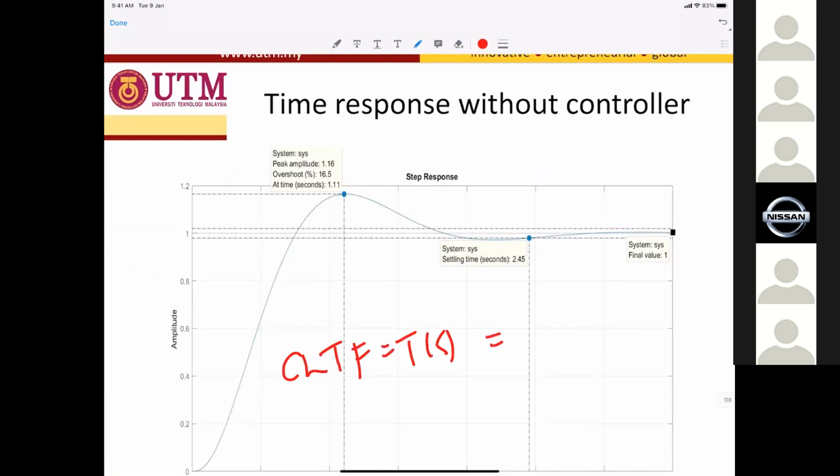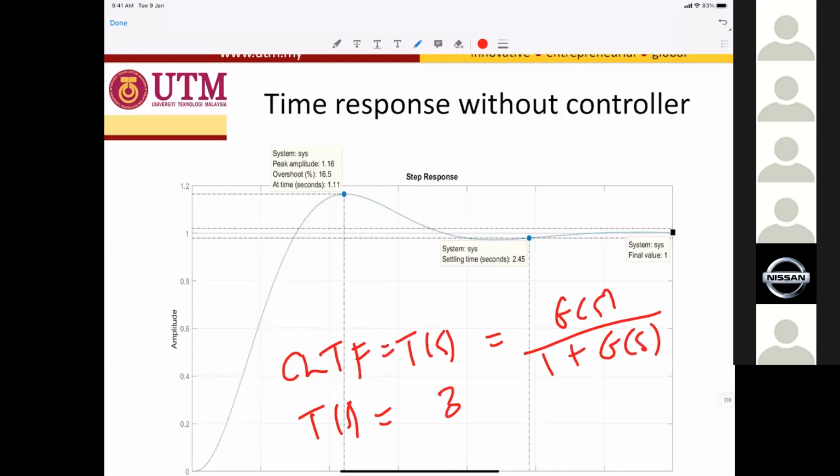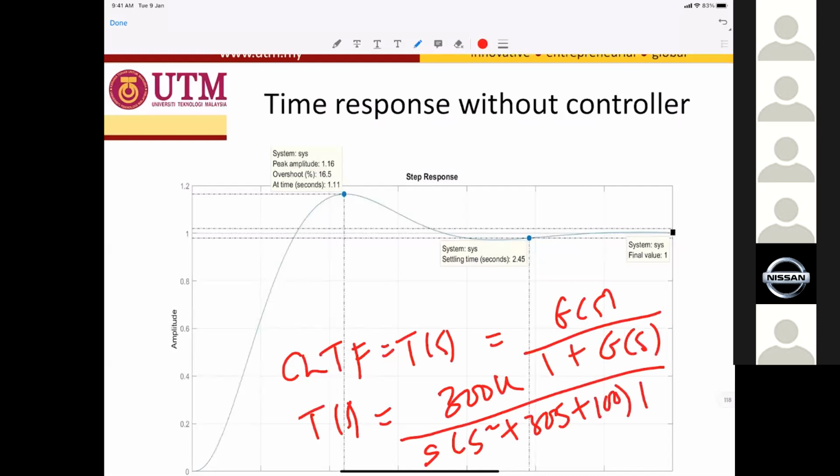G(s) over 1 plus G(s), which is the closed loop. Yes, Doctor. Closed loop: 300K over S square plus 30S plus 100 plus 300K. So this is the closed loop.